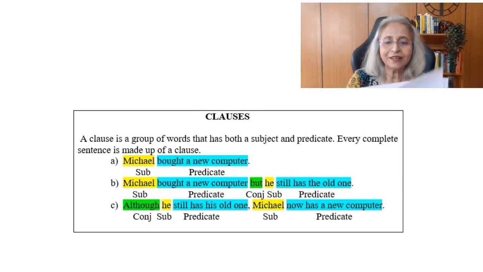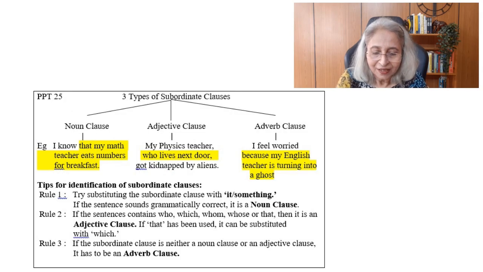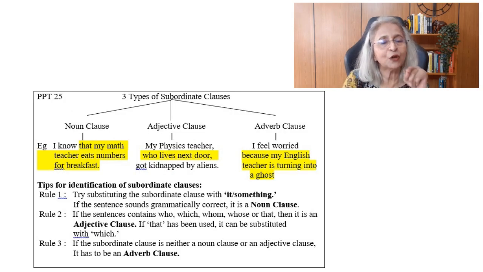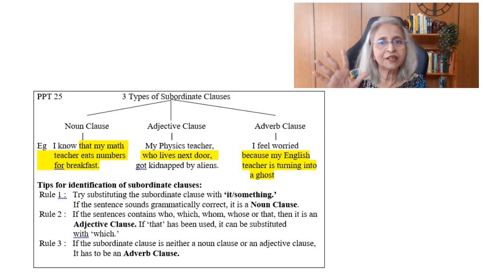All right? Now, let me take up the three types of subordinate clauses. The three types of subordinate clauses or dependent clauses that have to link up with main clauses are basically the noun clause, and the adjective clause, and thirdly the adverb clause. So all the subordinate clauses come under these three terms.